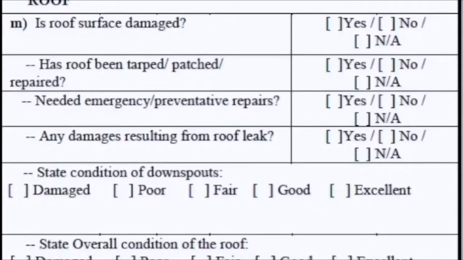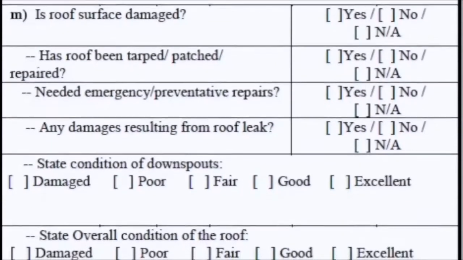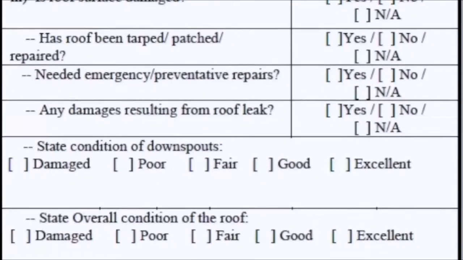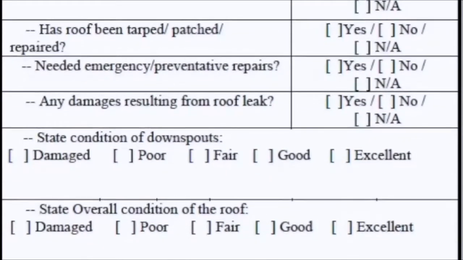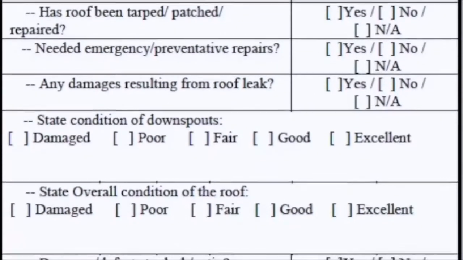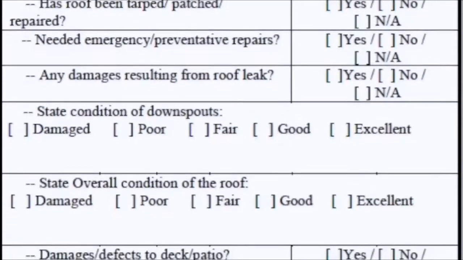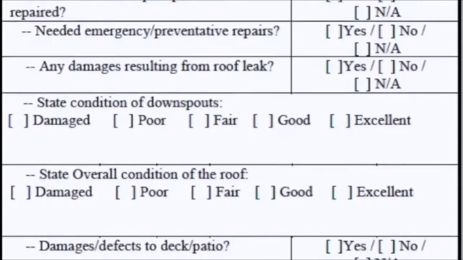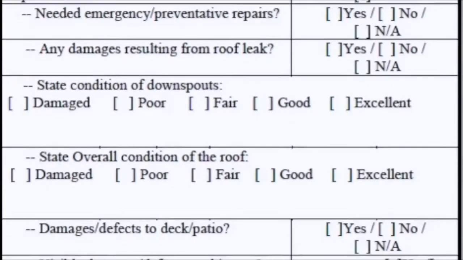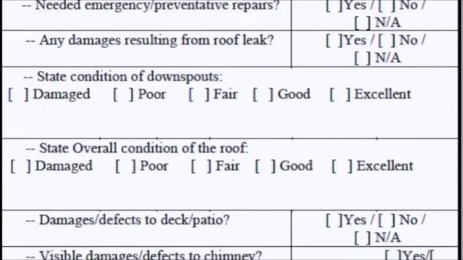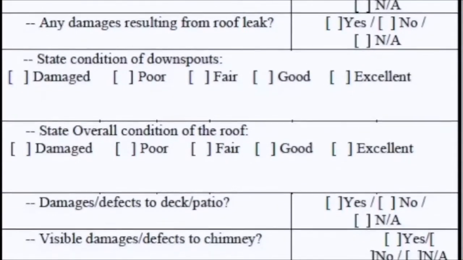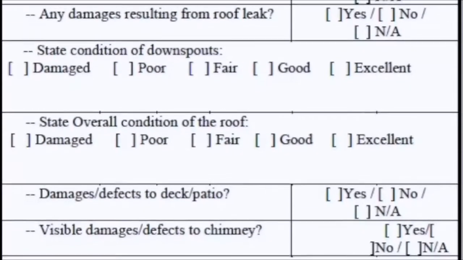To the right, there's a section on roof damage and whether it's been tarped, patched, or otherwise repaired. There's a general question of whether there's any emergency or preventative repairs needed, and whether there are any damages resulting from a roof leak. Condition of downspouts is noted, as well as a question about the overall condition of the roof, whether there's any damage or defects to decks or patios, and whether there's any damages or defects to chimneys, if any.